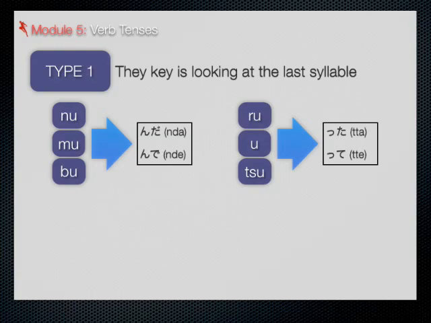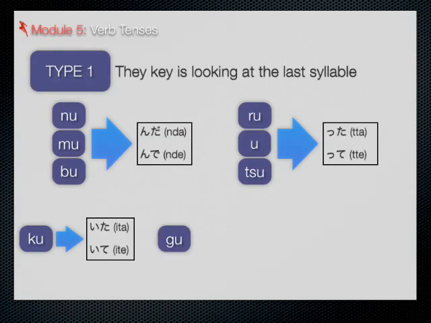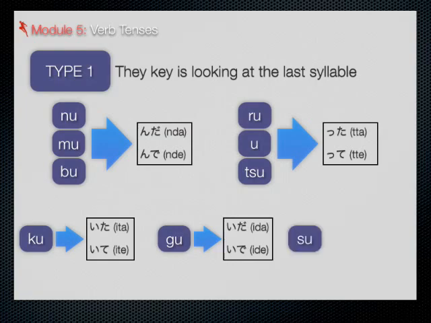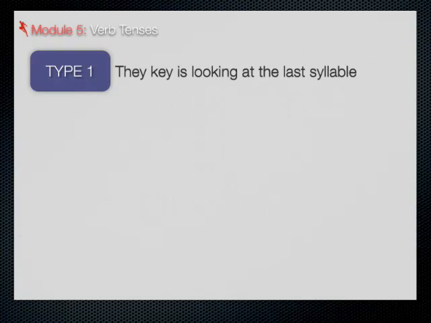For verbs that end in ku, we want to drop that ku and add ita for the ta form or ite for the te form. Similarly, for verbs that end with gu, we want to drop that gu sound and add ida for the ta form or ide for the te form. And last but not least, for verbs that end in su, we want to drop that su sound and add shita for the ta form or shite for the te form. So let's put these rules to use in some examples. We've already gone through one example with nomu, so nomu becomes nonda and nonde because it ends with mu.